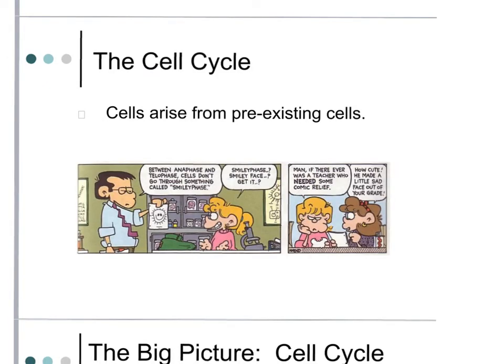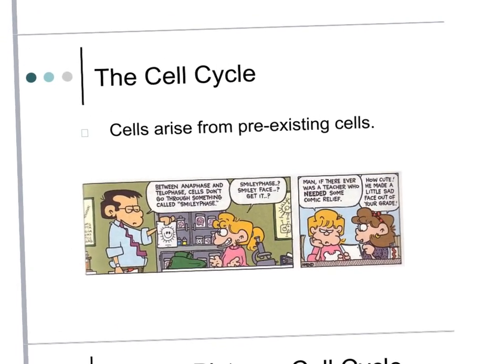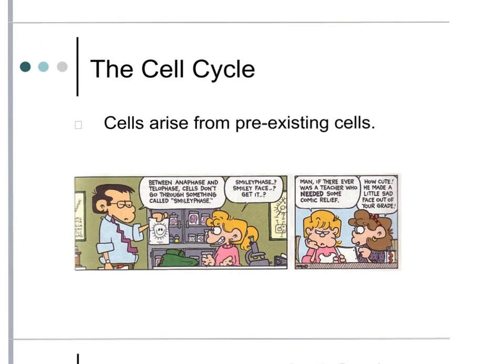If you recall from last week, we talked about cell theory, and one of the major concepts of cell theory was that cells arise from pre-existing cells. Okay, so what does that even mean? Well, let's jump into the cell cycle.